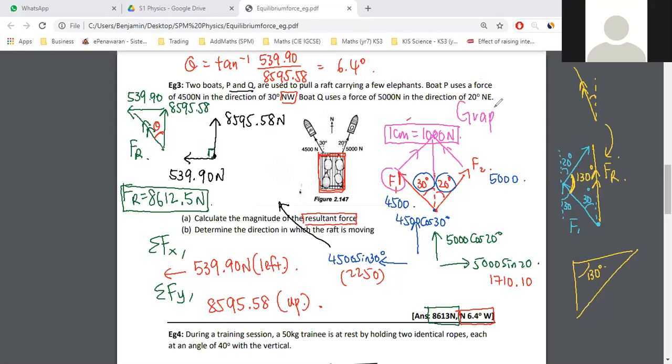This is what we call graphical. You get all the answers by drawings. We can straight away use geometrical, like the one that we use here.